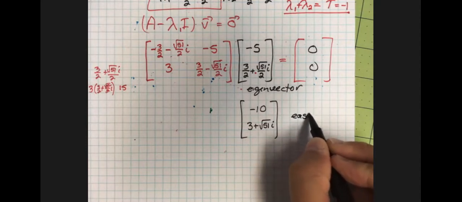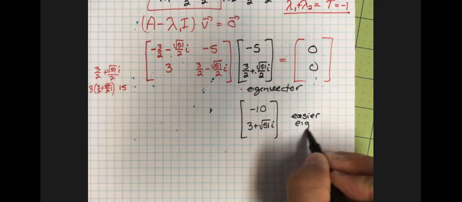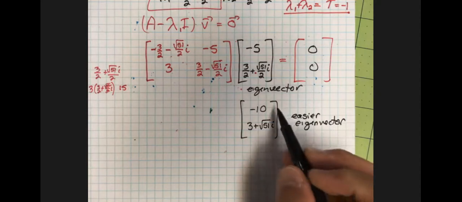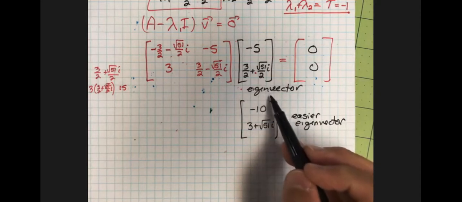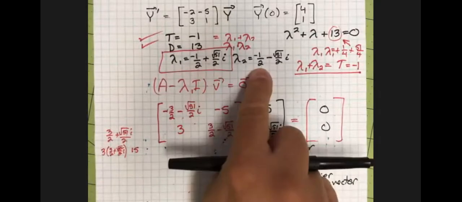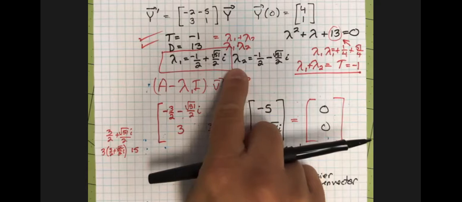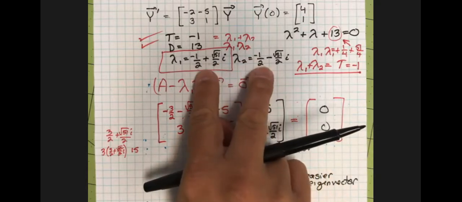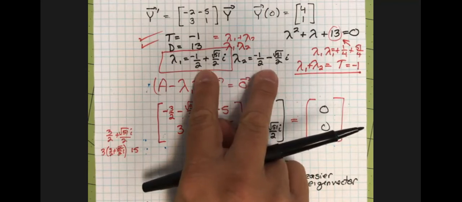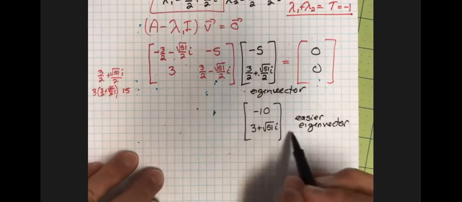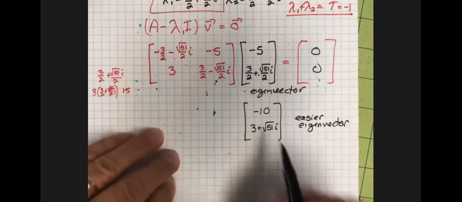So here, this is an easier eigenvector. You can always scale an eigenvector. Now be careful. You go back up here to your eigenvalue, say, oh, let's scale the eigenvalues. I don't want to deal with fractions there either. No, you can't do that. Eigenvalues are unique values. But the eigenvectors, there are many eigenvectors that fit with an eigenvalue. And so this eigenvector is acceptable and easier to work with.